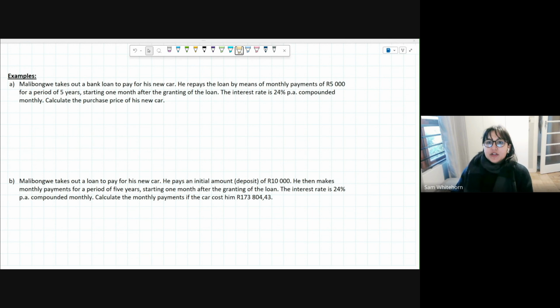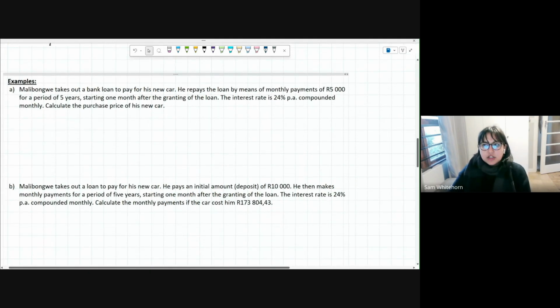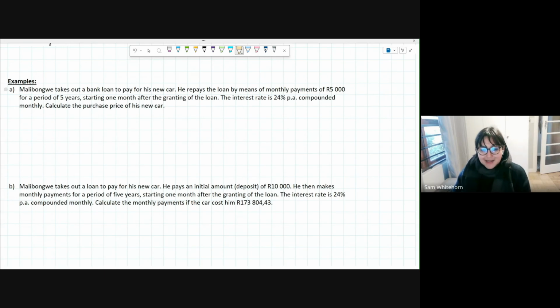This phrasing, starting 1 month after the granting of the loan, is not something you need to stress about. This is the standard procedure. Once the loan is granted, then only we start making payments, and it is generally the month after. Don't stress about that. That is standard. That is how it should be. So it's not going to do anything weird with n. Nothing strange is happening. It's just telling you that the normal procedure is happening here for our loan.